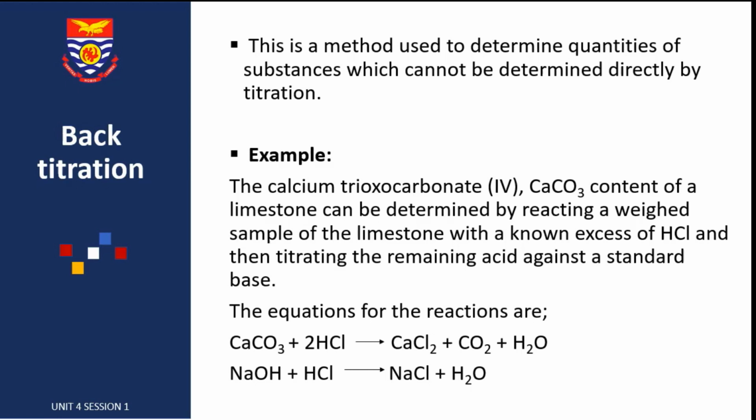Back titration is a method used to determine quantities of substances which cannot be determined directly by titration. Let's take this example, and by the time we finish solving, we would understand back titration very well. But before we go there, listen to this scenario. Let's assume that you are three in your house: yourself, your sister, and your father. You are hungry. Your sister is also hungry. And then your father gives you 10 balls of kenkey.